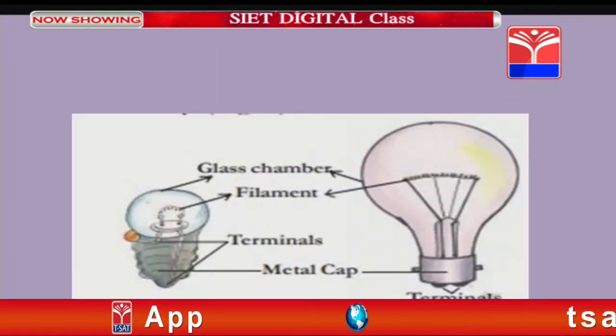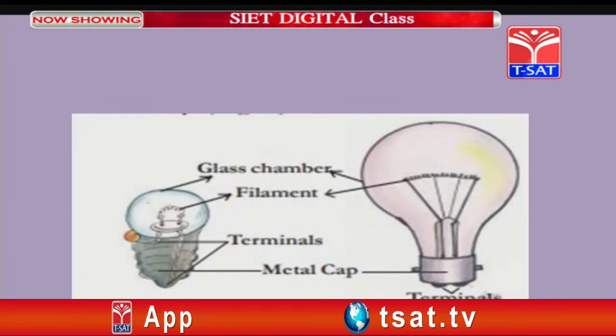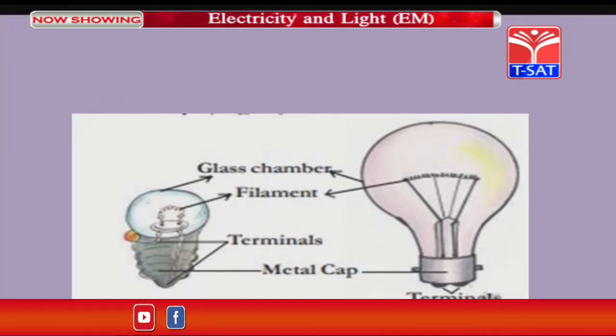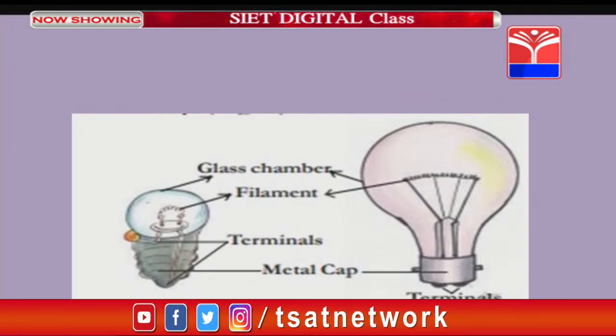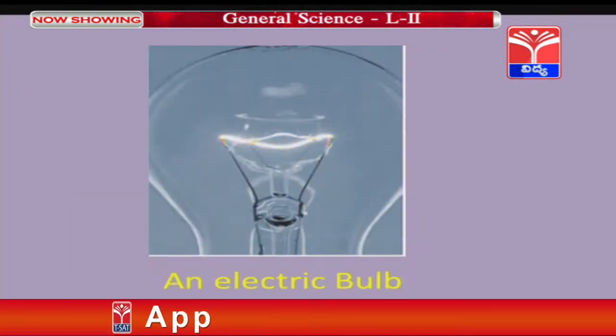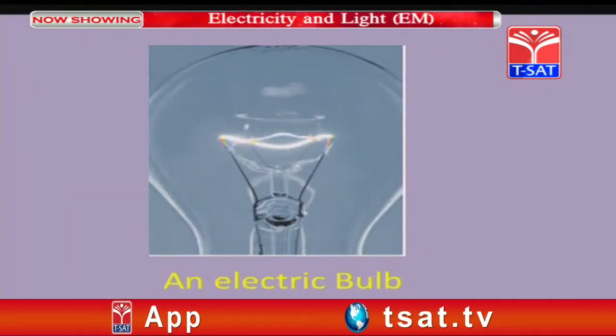It is the positive terminal, it is the negative terminal of the cell. Now observe the torchlight bulb and our normal bulb; both have glass chambers and a filament inside. Now what is different? The terminals are different, that you need to observe here. In the electric bulb we have a filament, that is why the bulb is glowing.